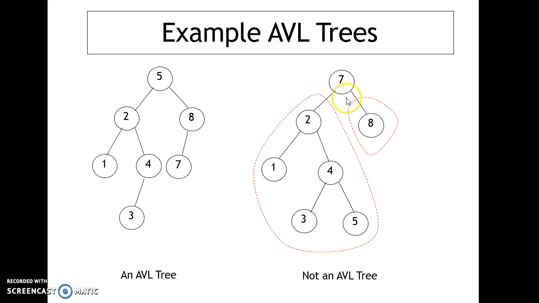But here, for calculating the balance factor of all the nodes, if you calculate the balance factor for this node 7, the height of the left subtree is 3 minus the height of the right subtree is 1. So here we will get -2. Since we are getting -2 here, it is not an AVL tree, because the tree will be balanced only if you get the balance factor as +1 or -1 or 0. Since we get -2 here, it is not an AVL tree.